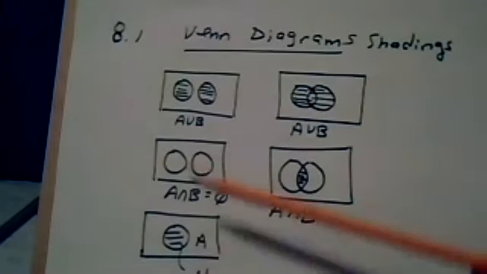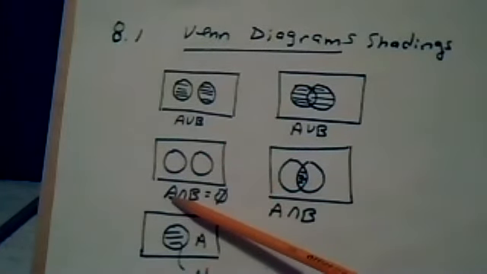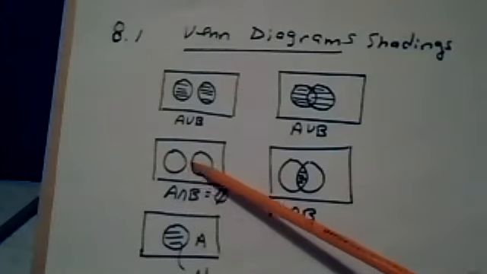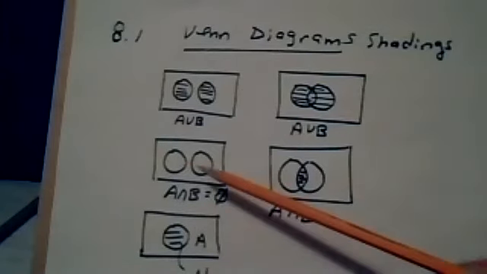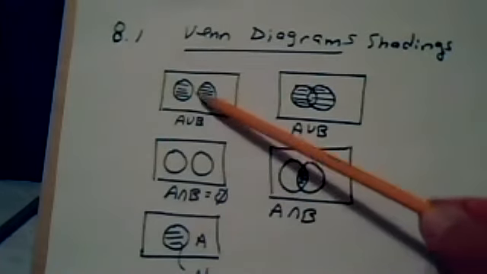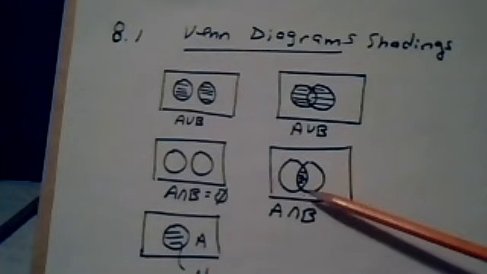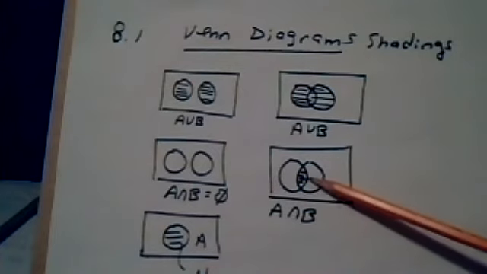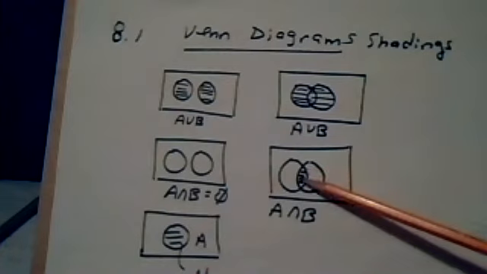So here are sets A and B. What would you shade if you're shading the intersection? Well, they're not intersecting, so you say empty set. There's no intersection. We would say these are disjoint. These are disjoint also. Now, if you're looking for the intersection of the 2 sets, the intersection would be the overlap, what they have in common. Intersection is what the 2 sets have in common.